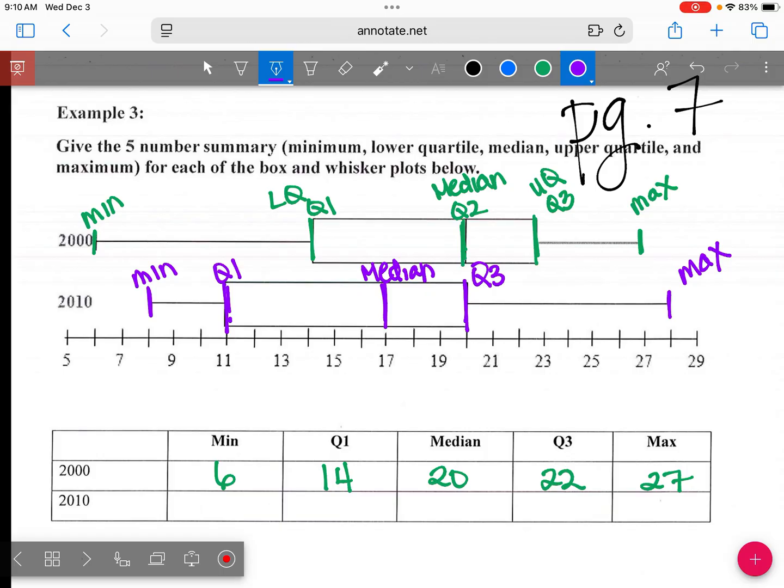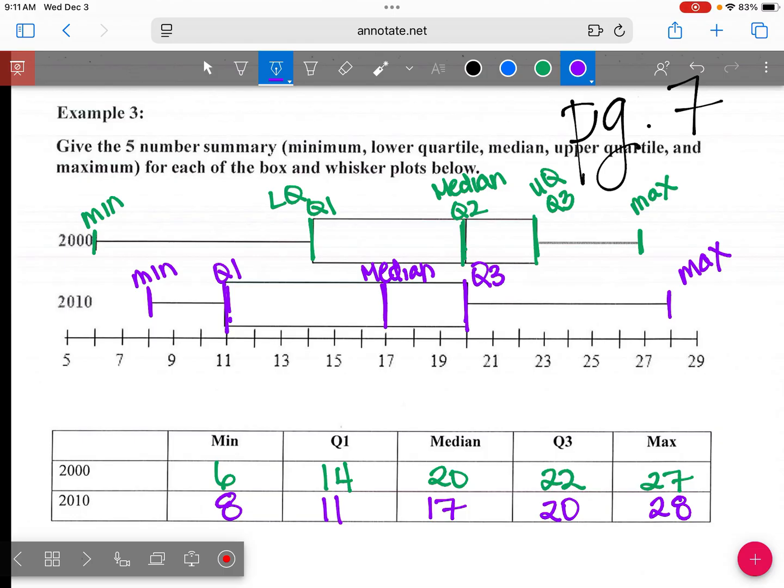So Terencio, what do you think this number is right here on my number line? 8. So that would be my minimum. Jeffrey, what about here? What's my Q1? 11. Libby, what would be my median? 17. Nikeen, what would be my Q3? 20. Carmelo, what would be my max? 28. That's it. So you have to be able to look at a box plot and extract those 5 numbers.